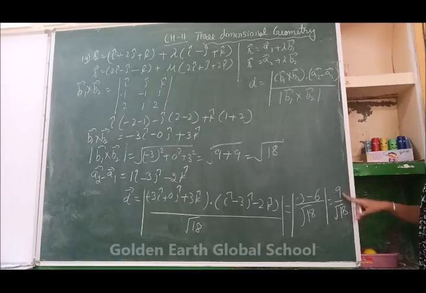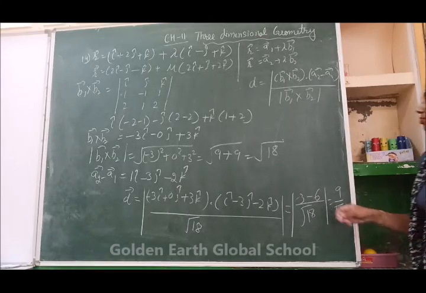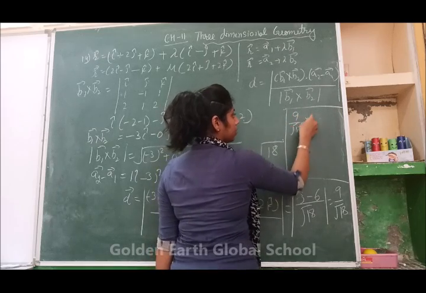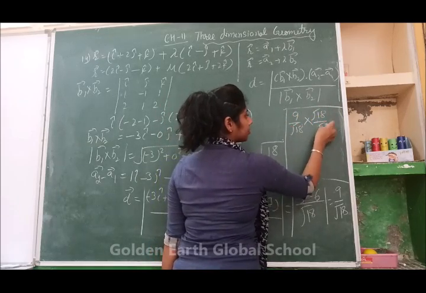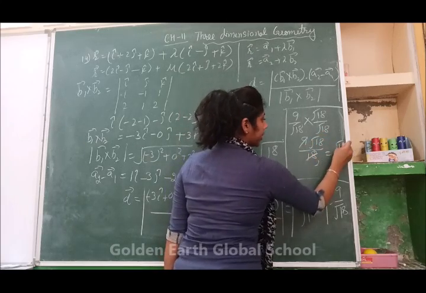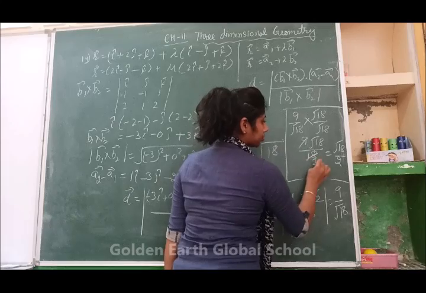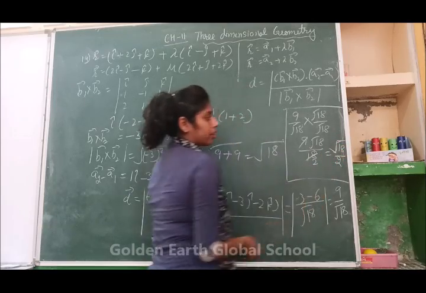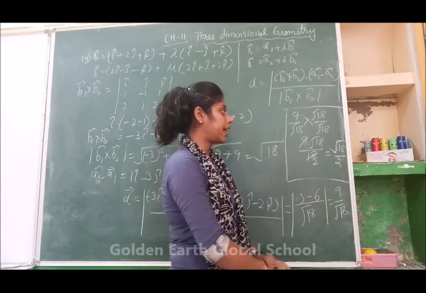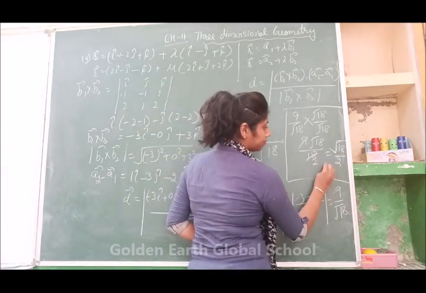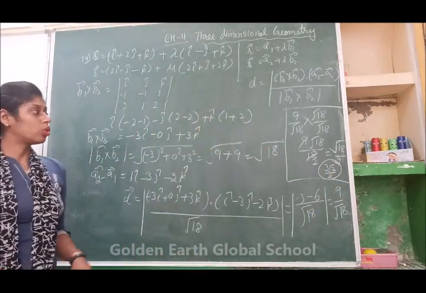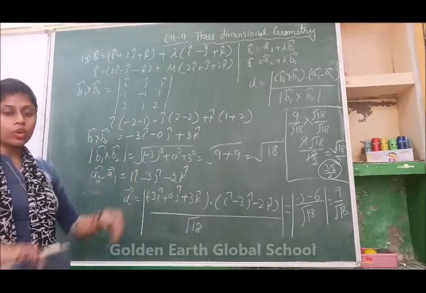You can simplify it by rationalizing it. 9 by root 18 gives 9 root 18 upon 18. So the answer is root 18 upon 2. Or for further simplification, by prime factorization of 18, we can write 3 root 2 upon 2. So this is the answer, 3 upon 2 root 2. This is the distance between the two lines.